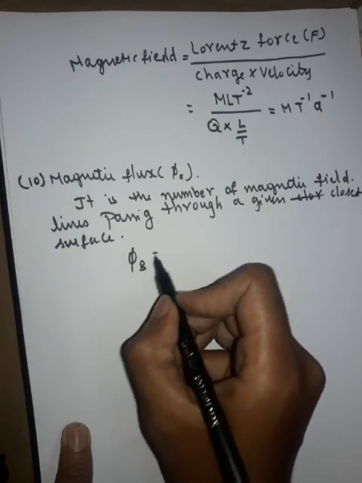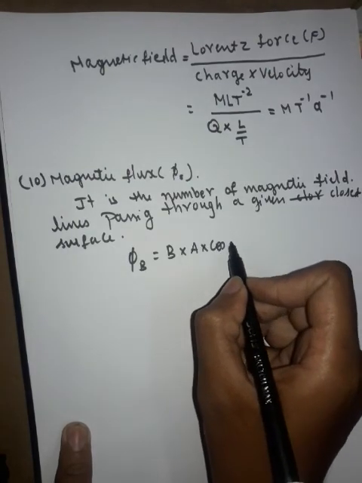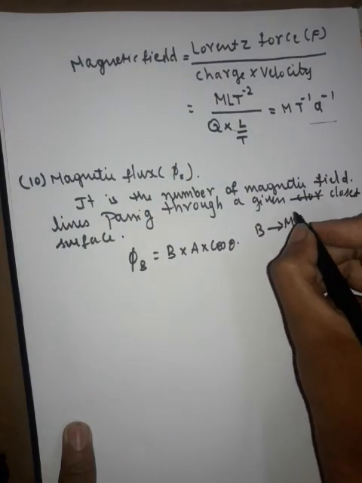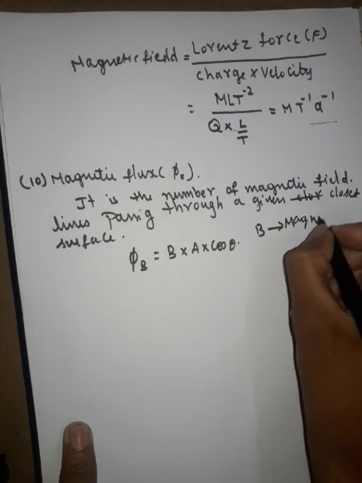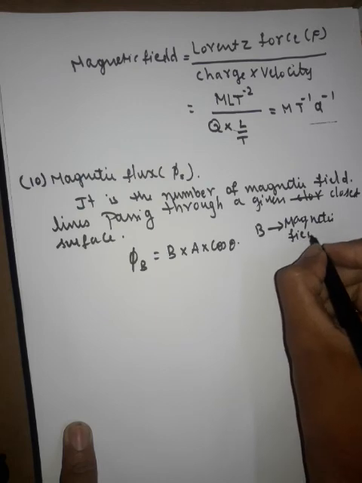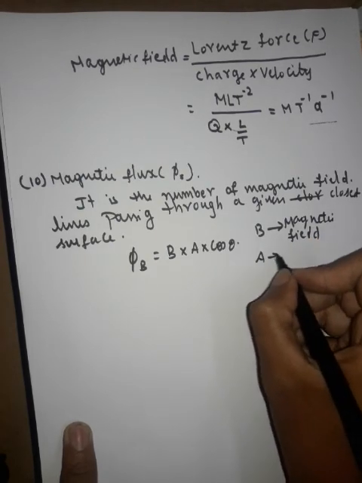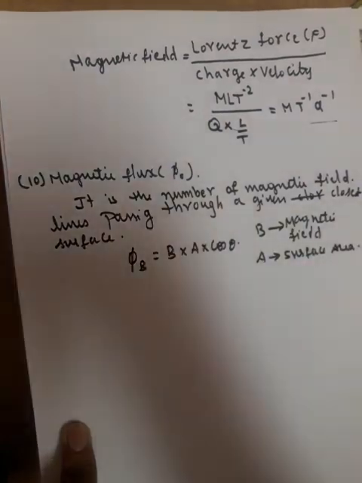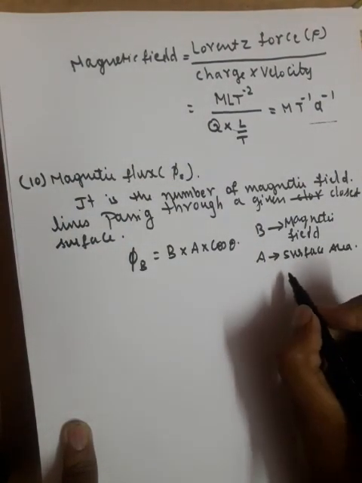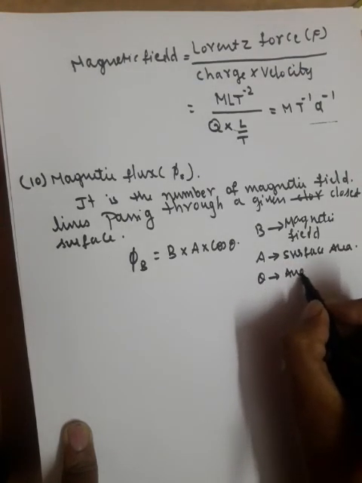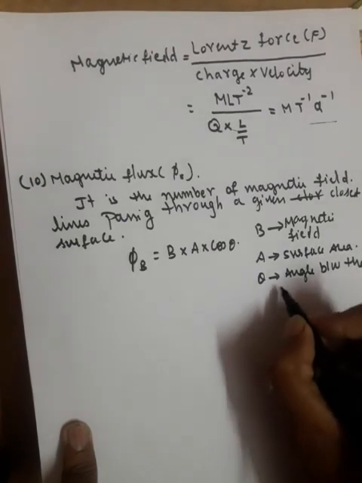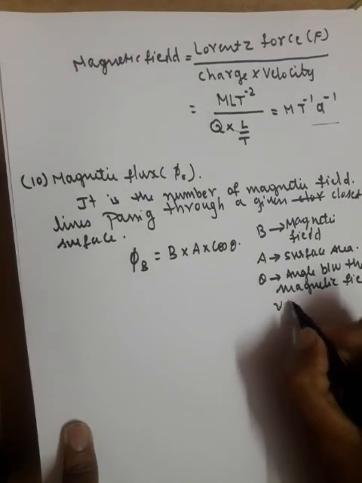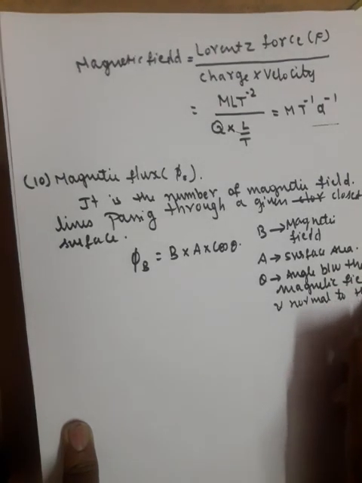It is given by phi B is equal to B into A into cos theta, where B is nothing but the magnetic field, which we have derived here, and A is the surface area, and theta is the angle between the magnetic field and the normal to the surface.